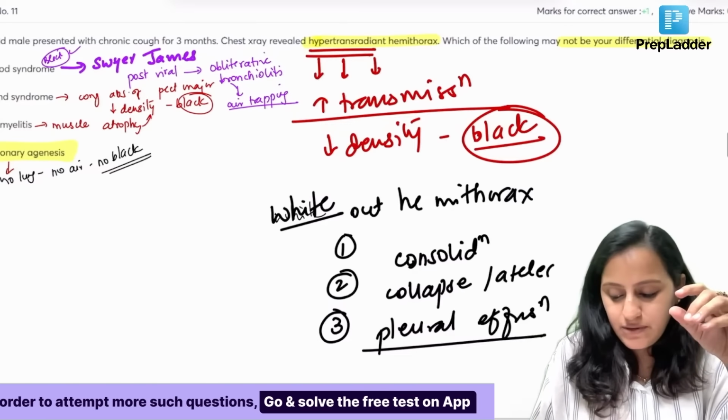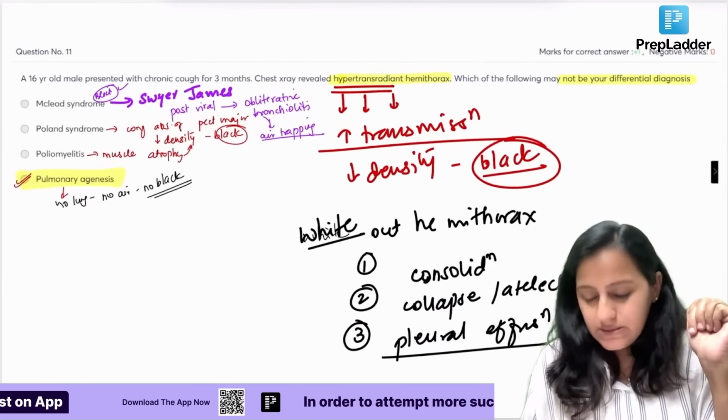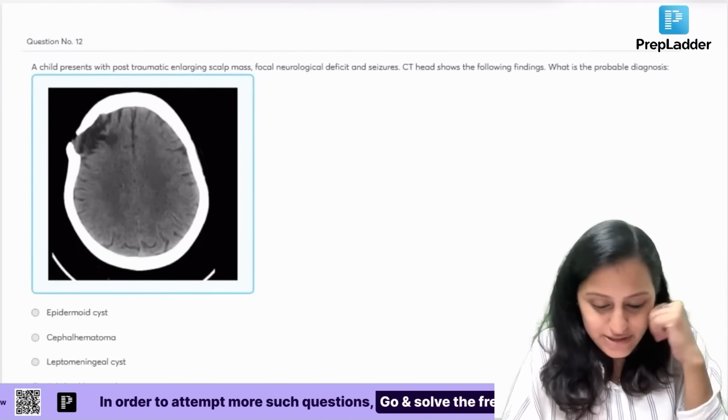Atelectasis is nothing but collapse. So remember, even that is white. Consolidation, collapse, and pleural effusion. Okay, going to the next one.